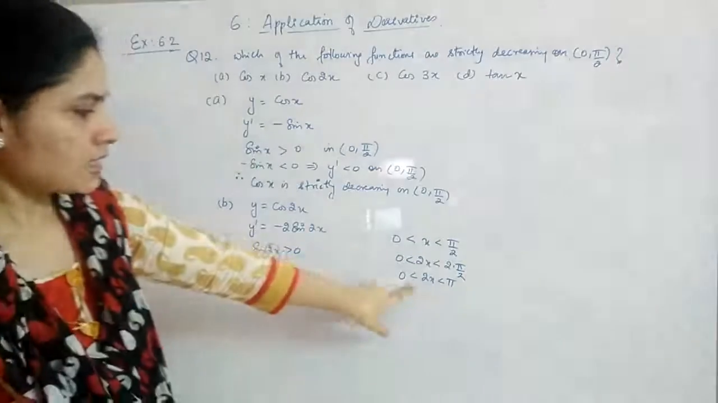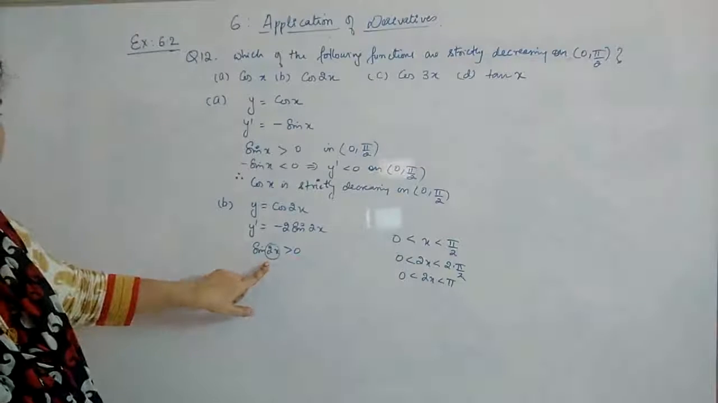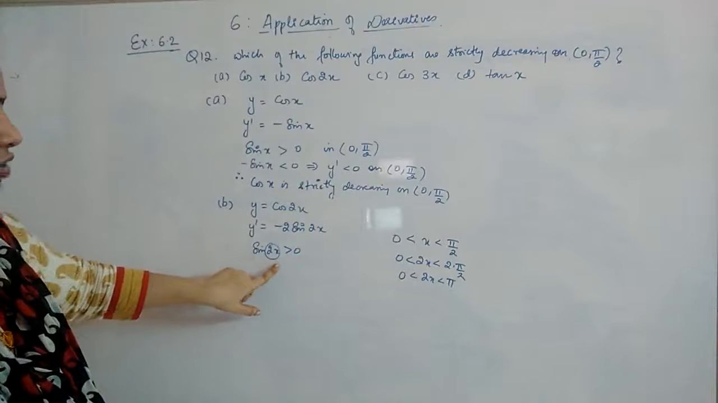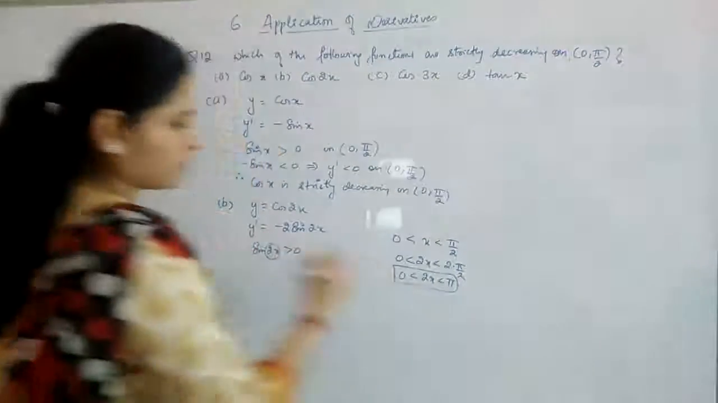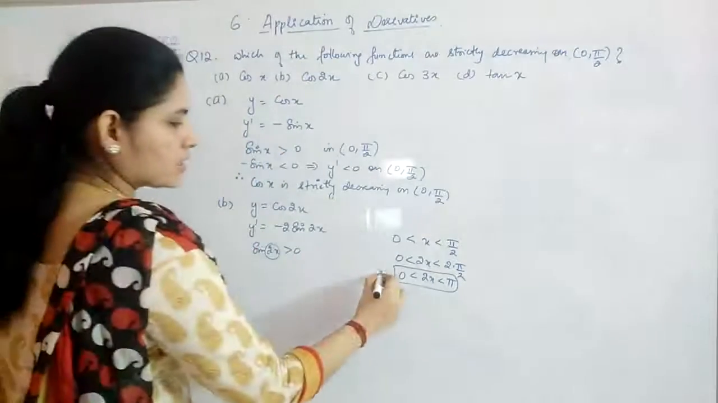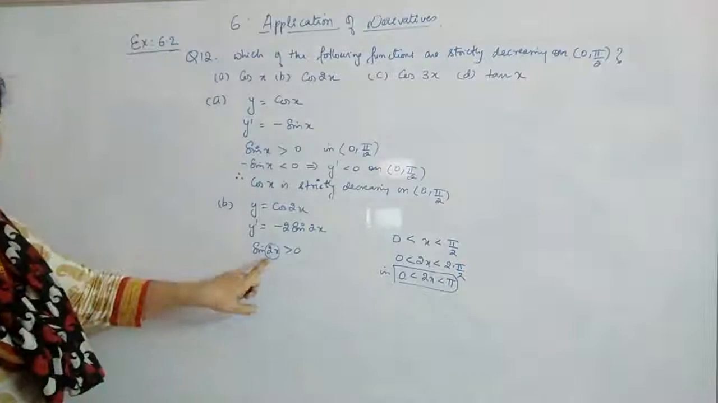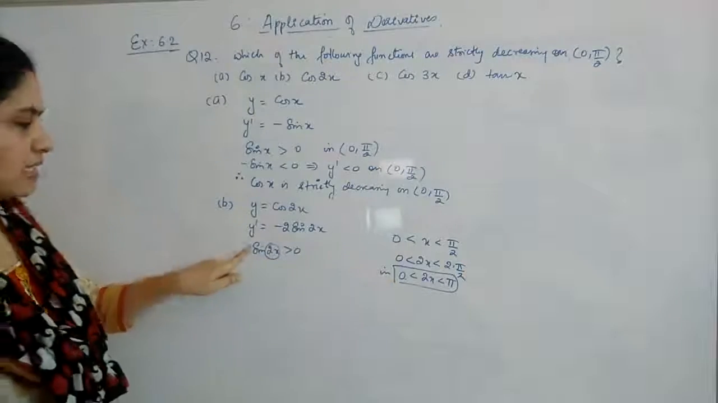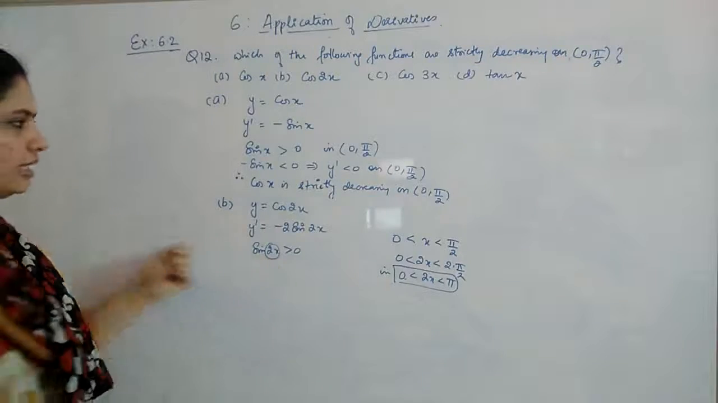So you can see that in this interval also, that is from 0 to pi, sine value is positive. So you can say that sine 2x is greater than 0. In this interval 0 and pi, the angle 2x is lying. That means sine value in this interval will have positive value only.